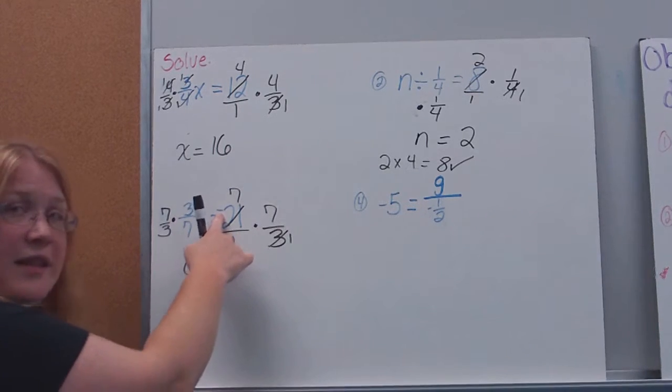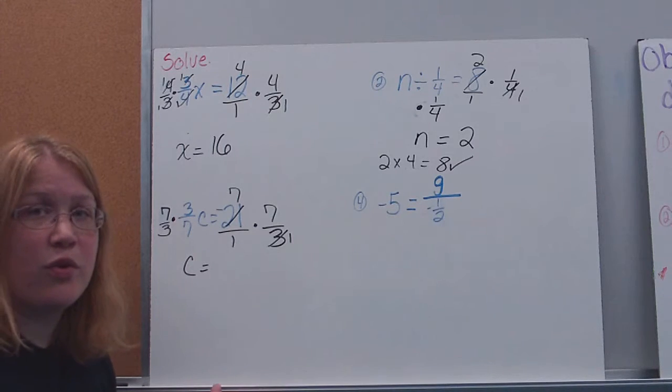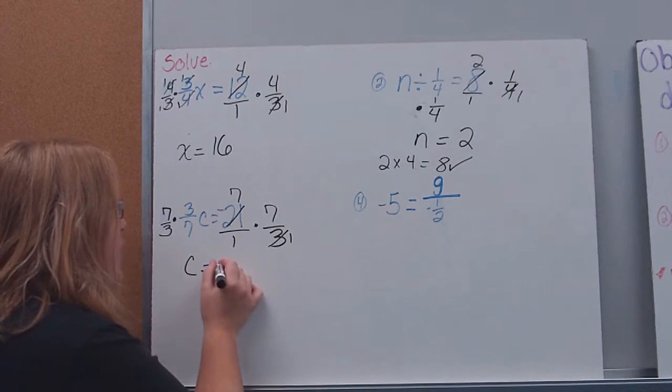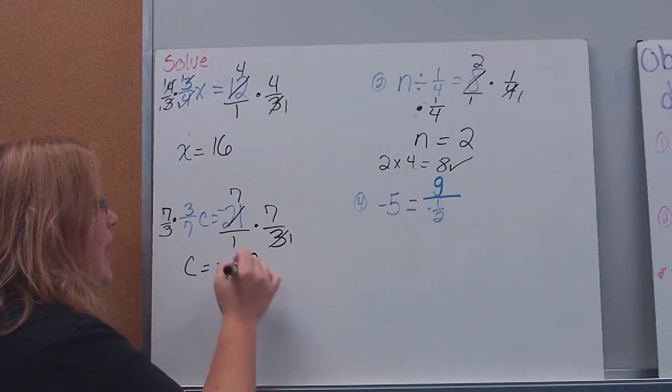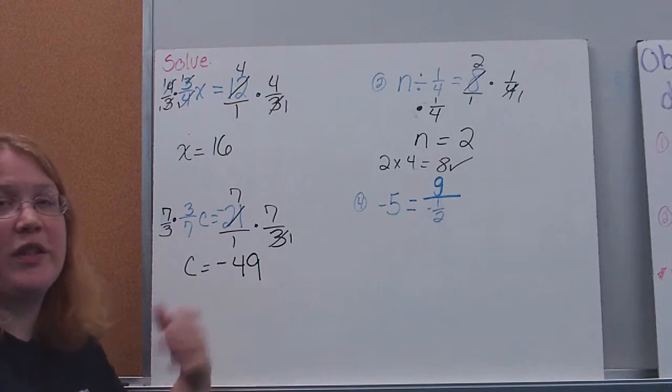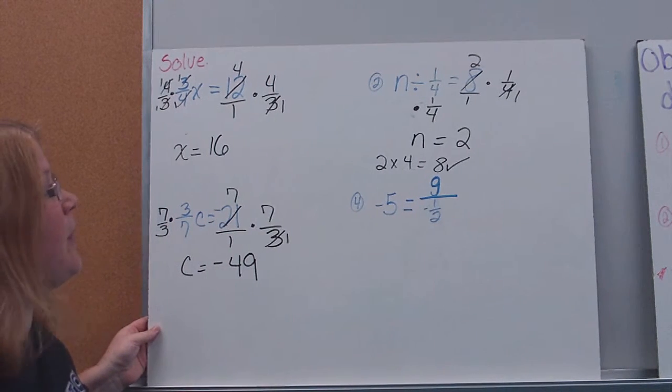Pay attention here, this is a negative sign, so we also need to pay attention to our positives and our negatives. We need to remember our rules for that as well. So my answer is going to be negative. 7 times 7 gives me 49, and it's going to be over 1, so I'm just going to leave it like this, negative 49. Pay attention to our negative signs as well.